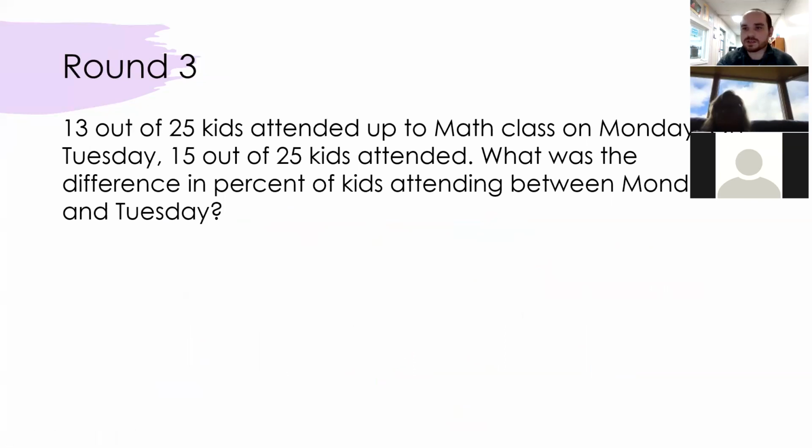If you can solve this one, then honestly, you'll definitely be fine on the quiz. So this says 13 out of 25 kids attended, oh, I should have said attended math class, but I said showed up originally. Anyway, attended math class on Monday. On Tuesday, 15 out of 25 kids attended. What was the difference in percent of kids attending between Monday and Tuesday?